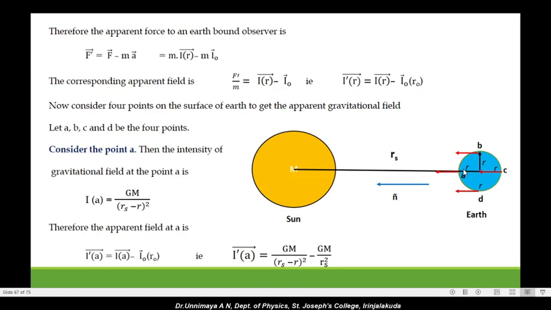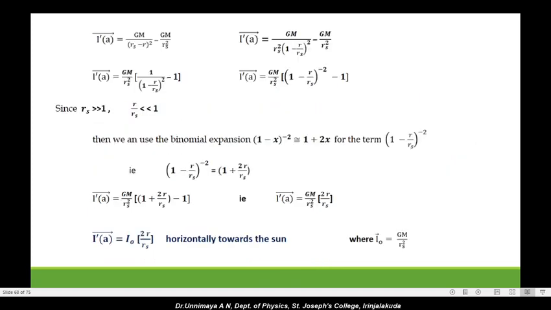Why? It is the force caused by the gravitational field of the Earth. So that will be horizontally towards Sun. So the apparent field at the point A on the surface of Earth, I prime A, will be equal to I0 into 2r by Rs.